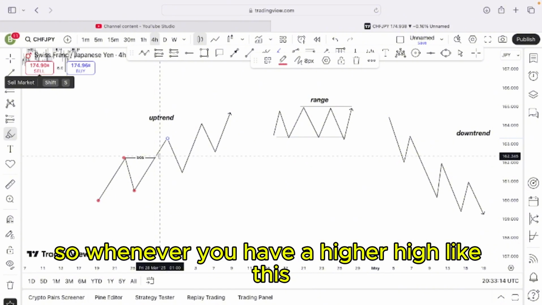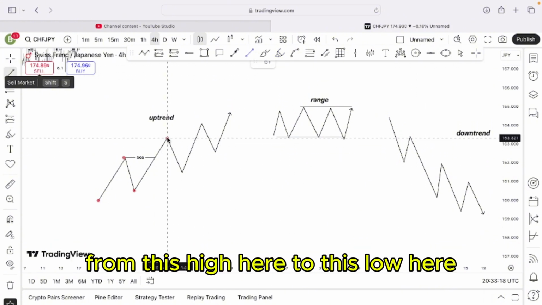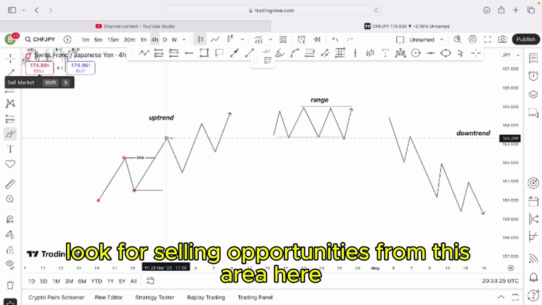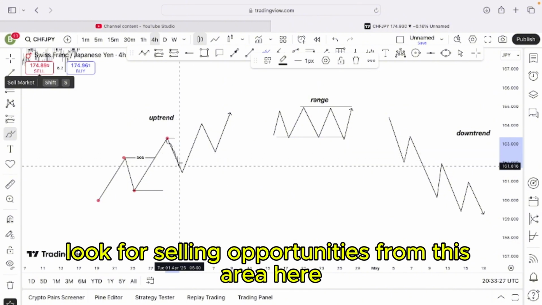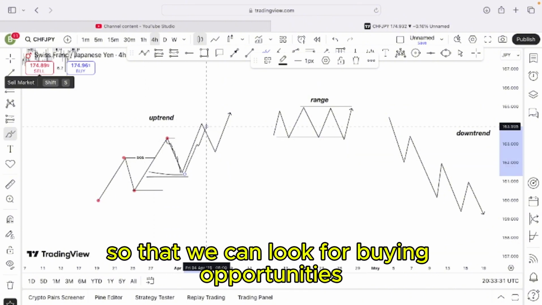Whenever we have a higher high like this it means that we have a trading range, guys, from this high here to this low here. That is called a trading range, and then we can look for selling opportunities from this area here up until an area of interest just like this, so that we can look for buying opportunities.